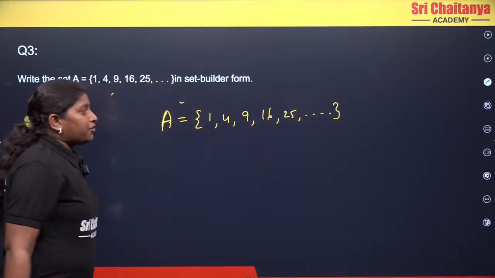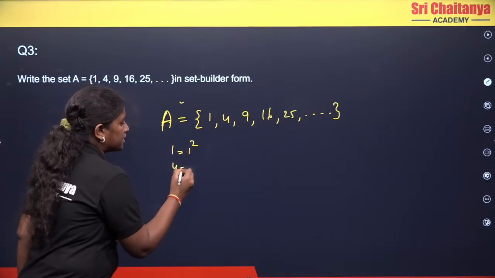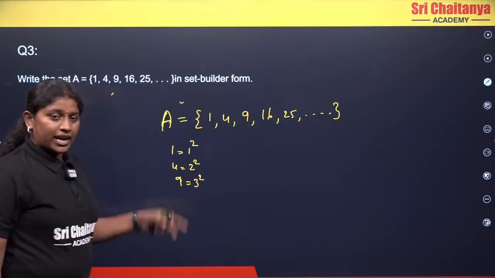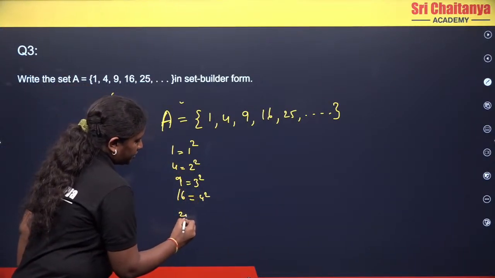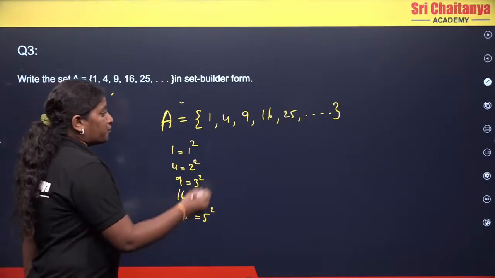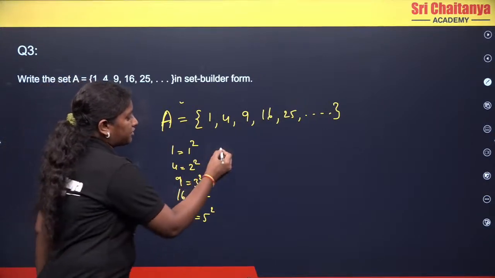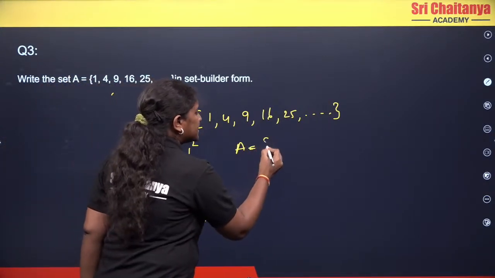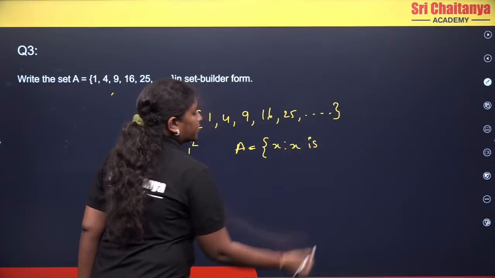Okay. If we take the given numbers, 1 is nothing but your 1 square and 4 is nothing but your 2 square and 9 is nothing but your 3 square. And if you continue like that, 16 will be 4 square and 25 will be your 5 square. Okay. Now we are going to write this set builder form for the given one. So now it becomes A is the set of x where x is a natural number.